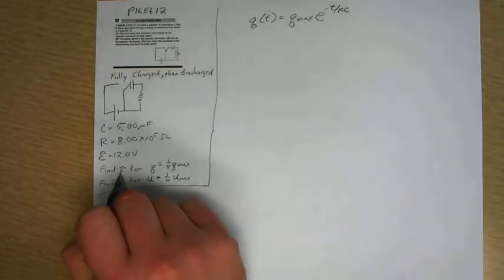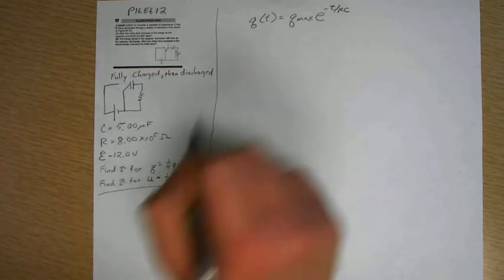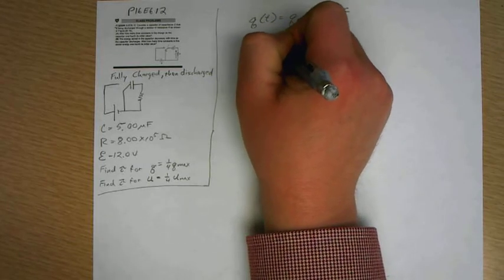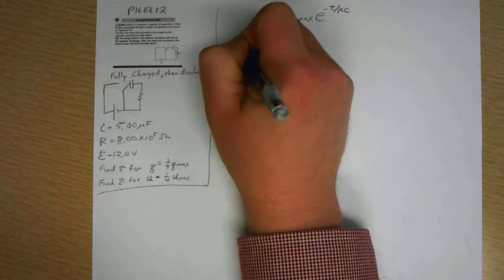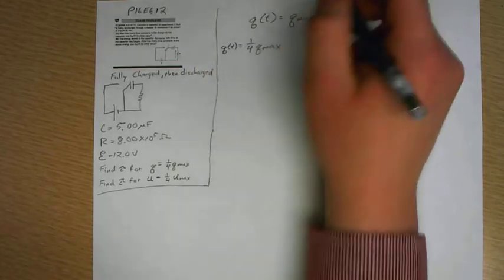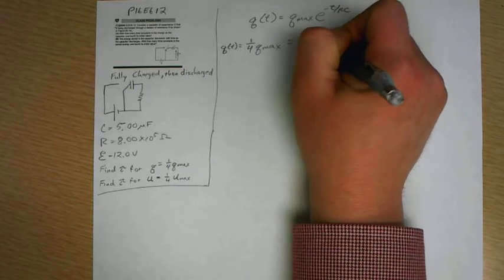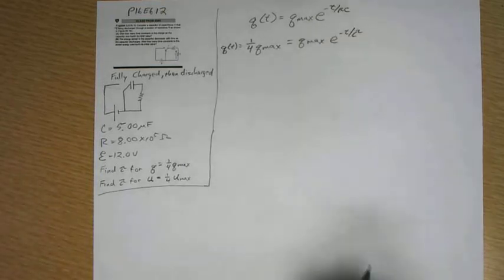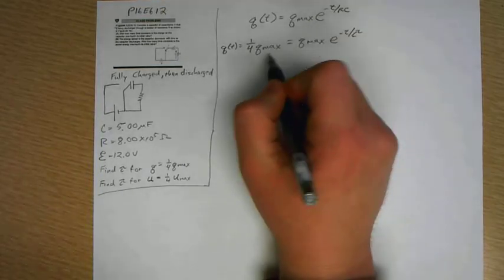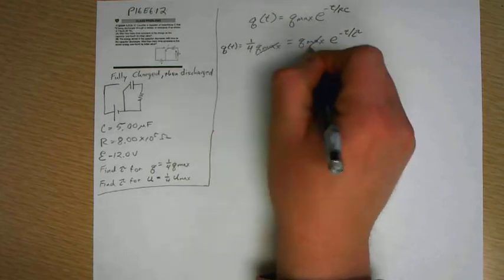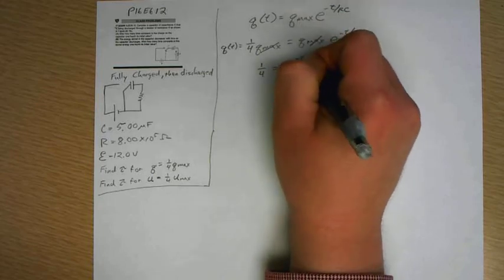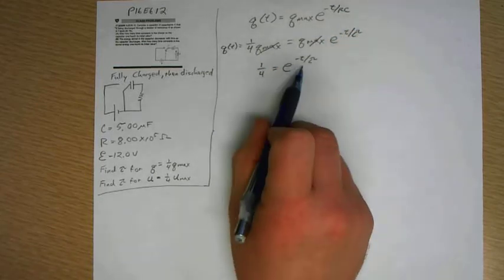So we need to find how many multiples of the time constant passed before Q equals 1/4 Q max. So Q of t equals 1/4 Q max, and that equals Q max e to the negative t over tau, which is RC. Okay, working with this side, if I divide each side by Q max, that cancels out. So you have 1/4 equals e to the negative t over tau.